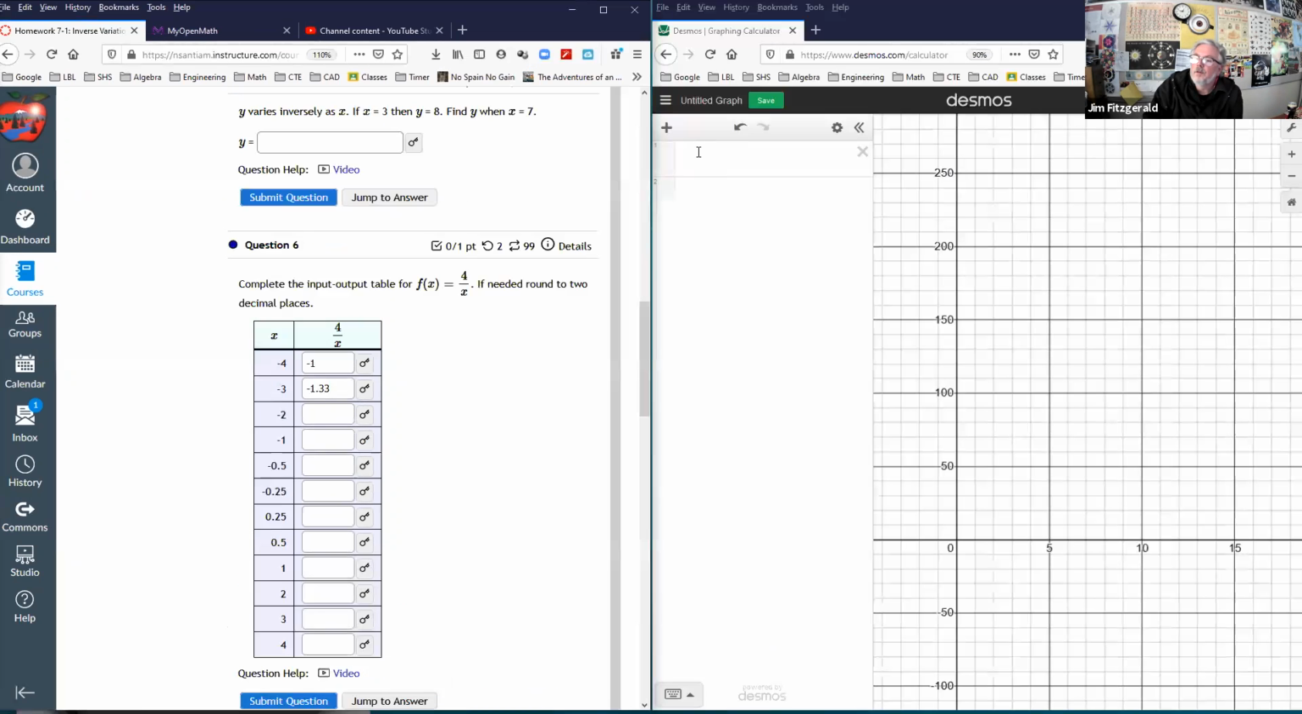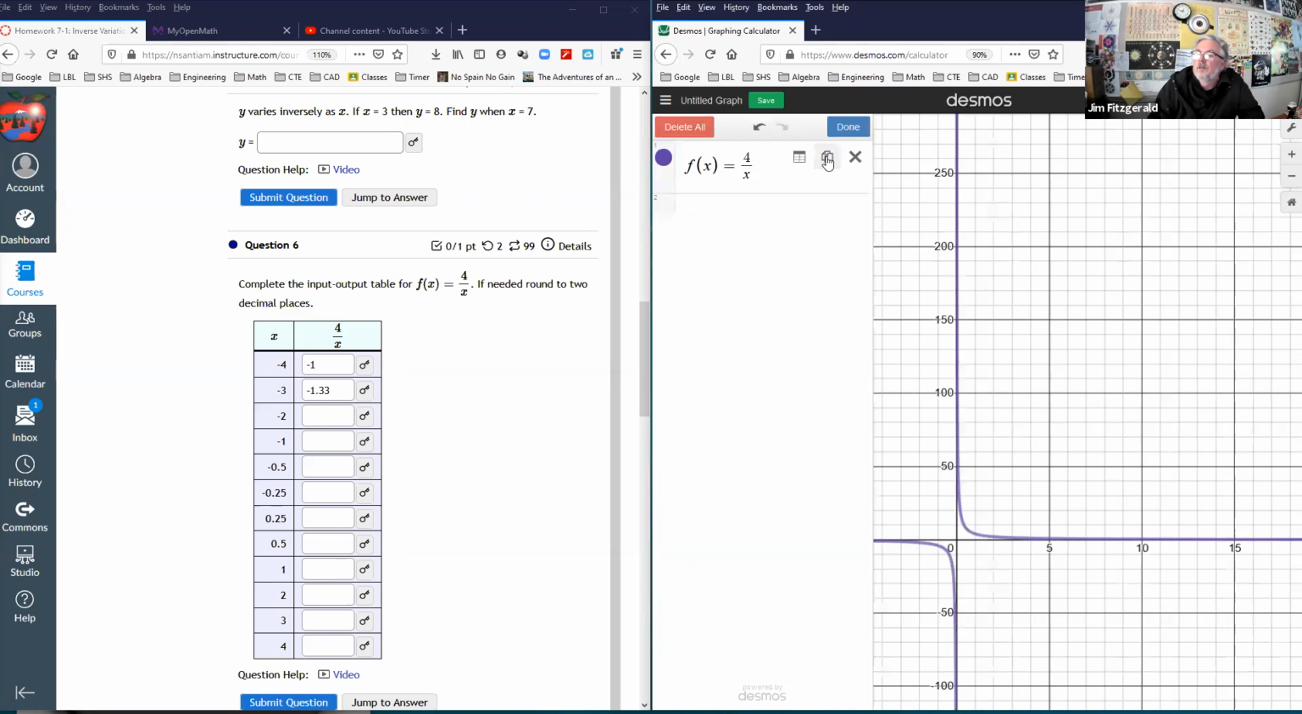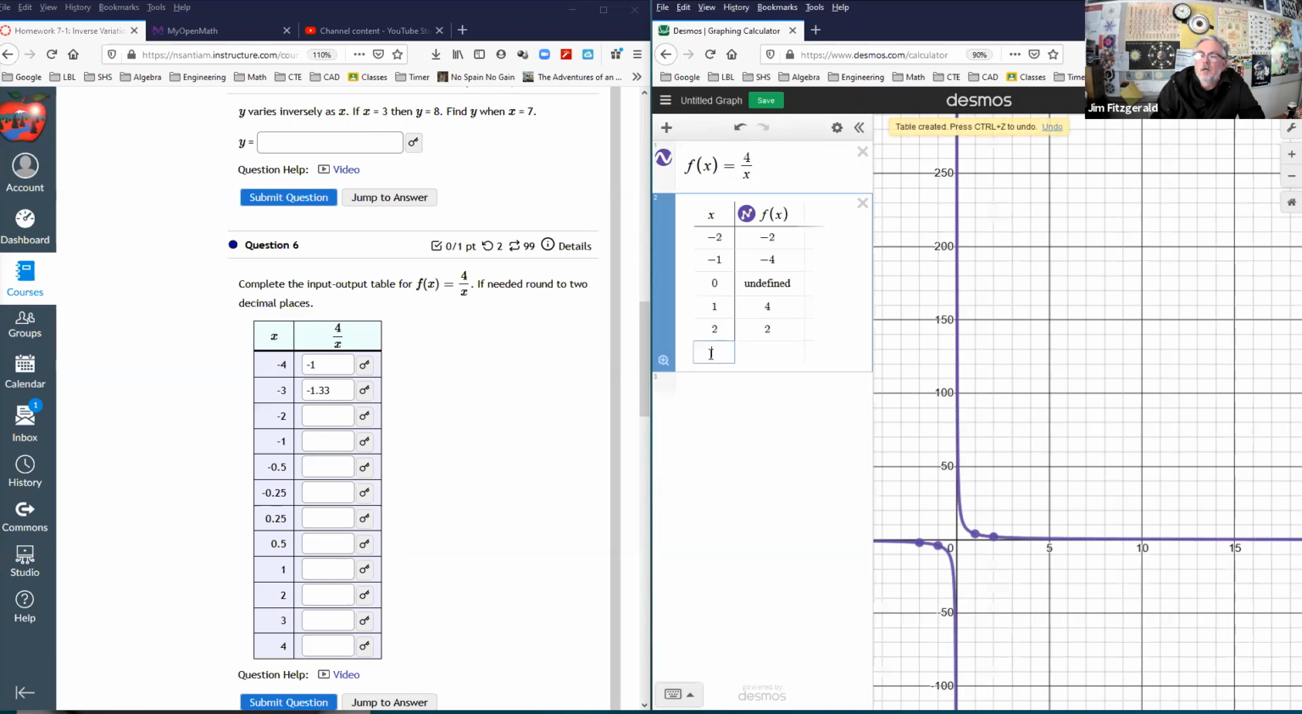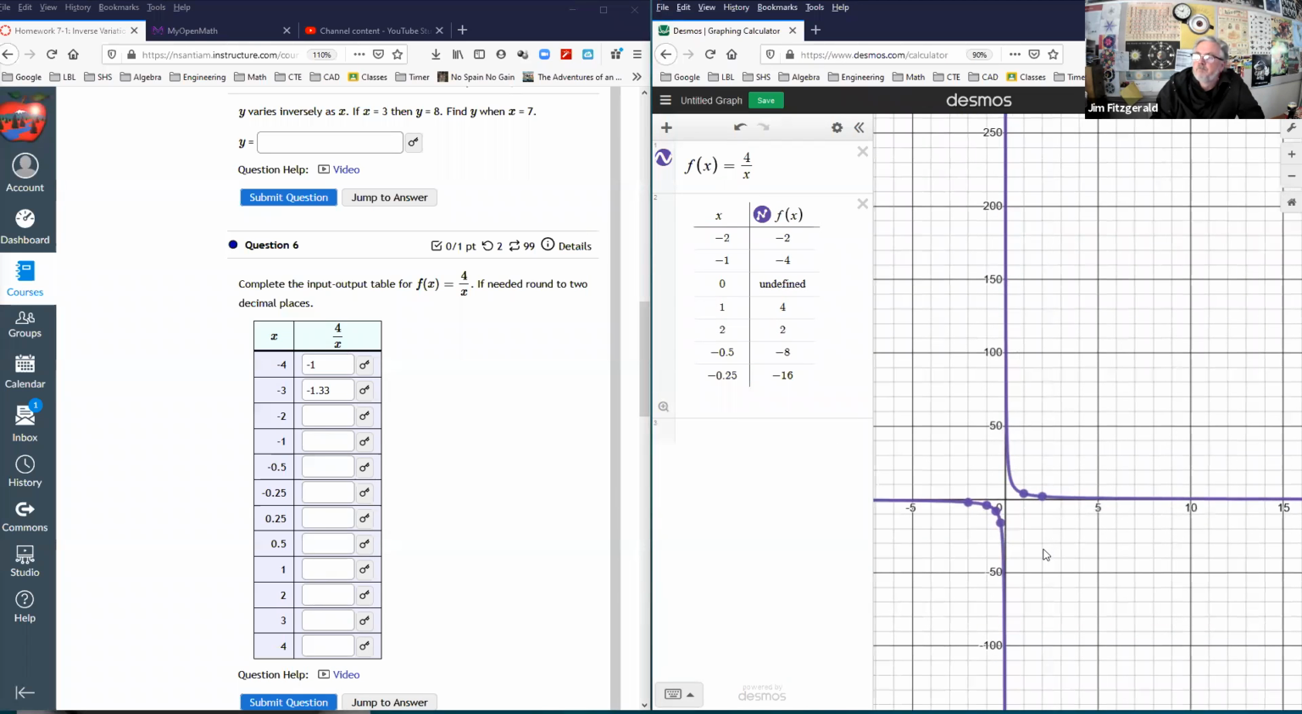If I really don't want to do those, I can always put this into here. I can say f of x is equal to 4 over x, and I can turn that into a table of values, and I can just type in the numbers that I'm looking to find out. So -0.5, -0.25. So I can just build that table. But you see what that graph looks like. It's got a vertical asymptote right there at 0. If I put 0 in for x, I get undefined. So it's undefined right there.